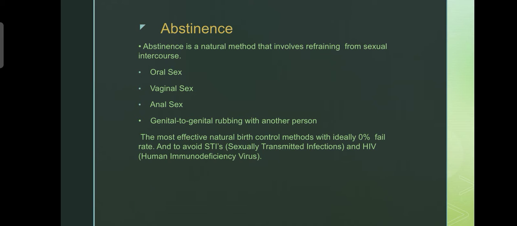Abstinence is the most effective natural birth control method with ideally 0% failure rate. Since it is no sex, it is the best method among the natural ways of contraception. And it also helps you avoid having an STI or sexually transmitted infection and the HIV or human immunodeficiency virus.